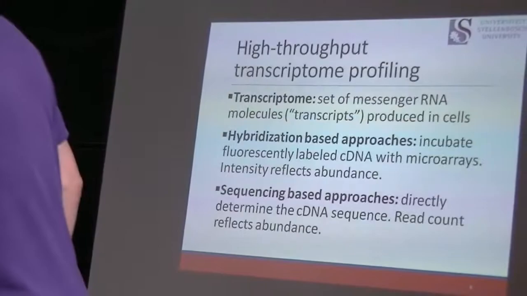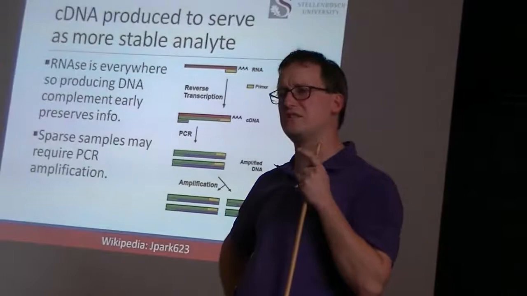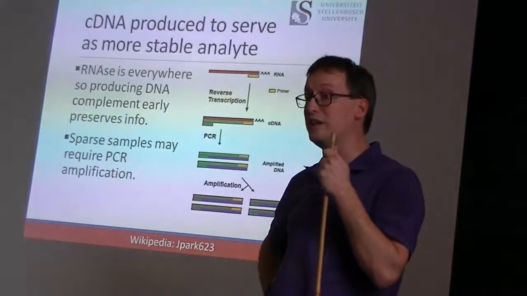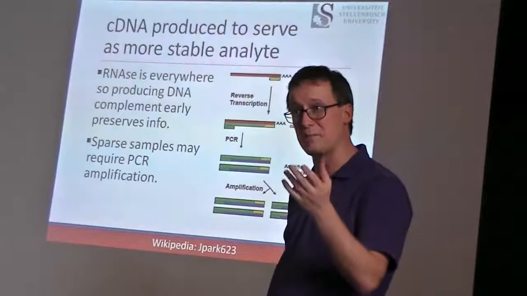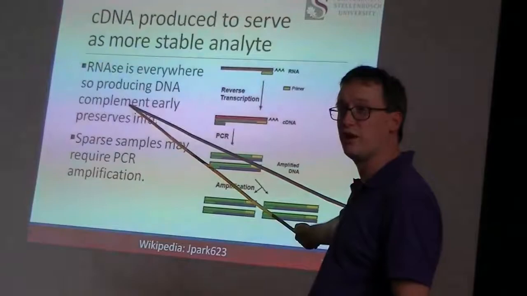So cDNA, I don't want to slide that one in past you. The cDNA is actually something that matters a fair bit. Messenger RNA is really twitchy. If you have RNA on your fingertips, it's not going to last long because your skin has enough RNA on it to digest up anything that it touches. So being able to preserve the messenger RNA signal requires that we build DNA from it.